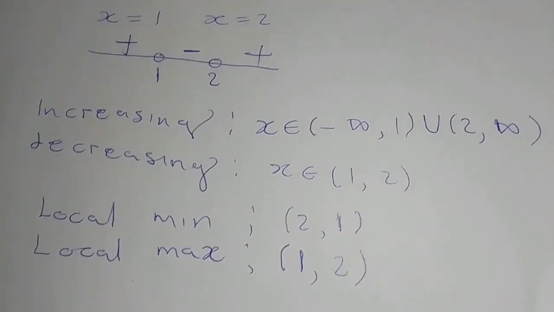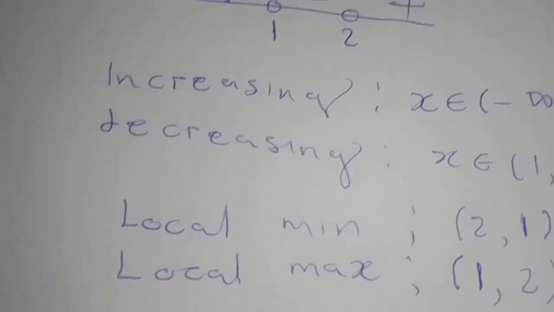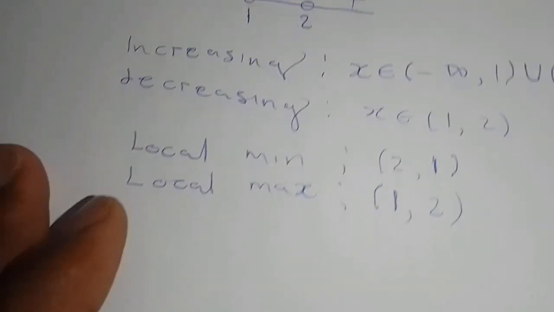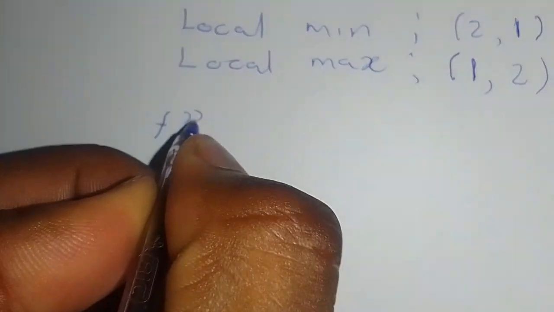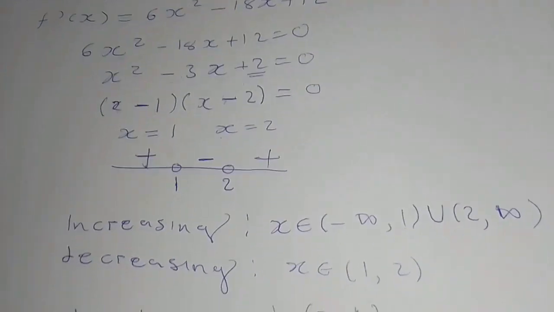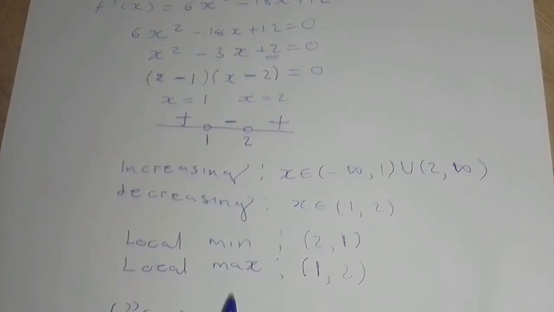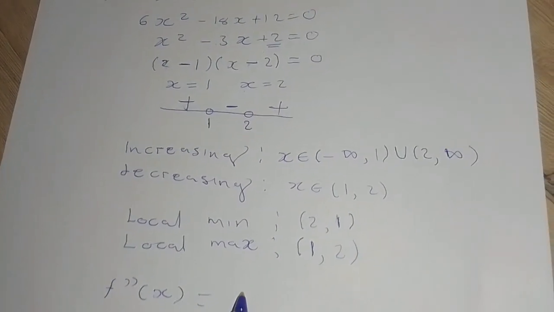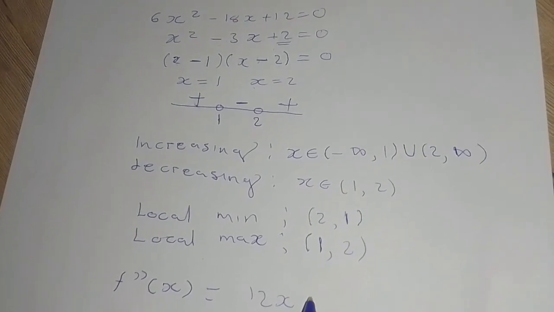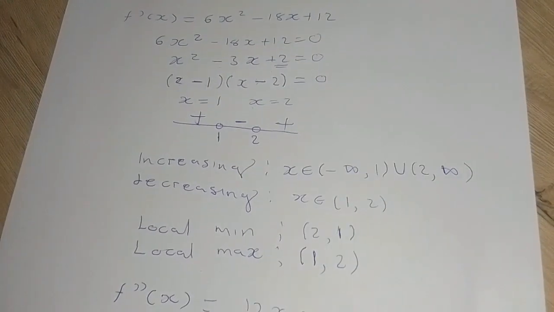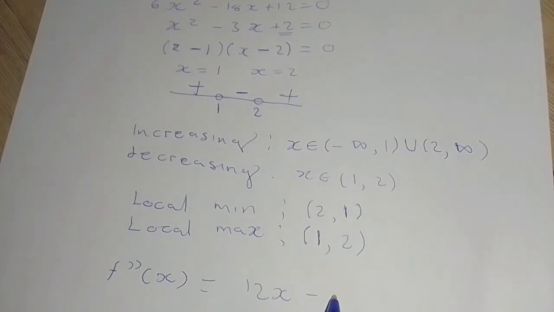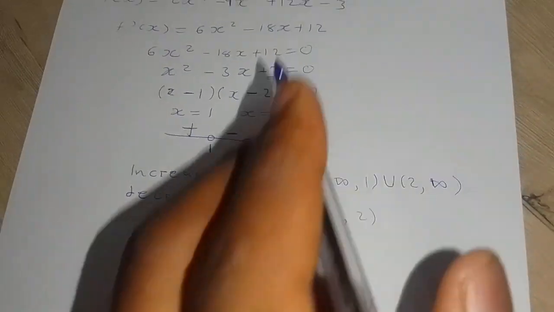So then how do we check concavity of this? Notice that for concavity, we basically need the second derivative. Since we already have a first derivative, we can easily take the second derivative of that. The derivative of 6x squared is 12x. The derivative of negative 18x is negative 18. And the derivative of 12 is 0.